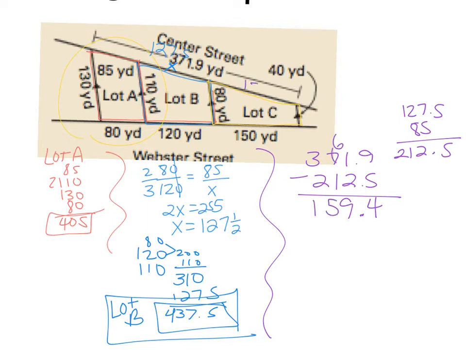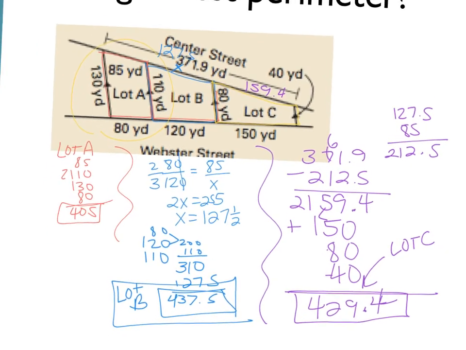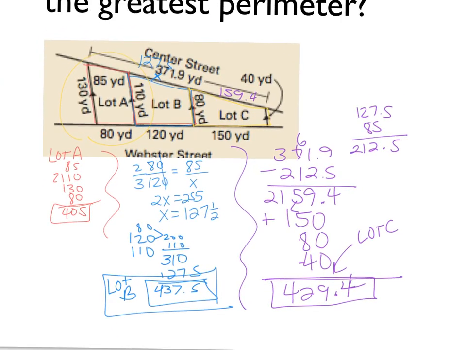I get 159.4, and then add that to the 150, the 80, and the 40. This is 10, 18, 22, 429 point, and that's a 4. So which of these has the biggest perimeter? B, lot B.